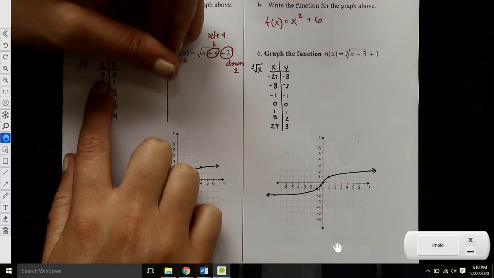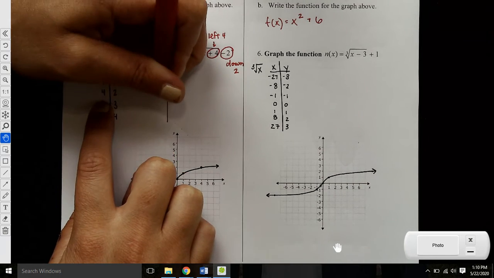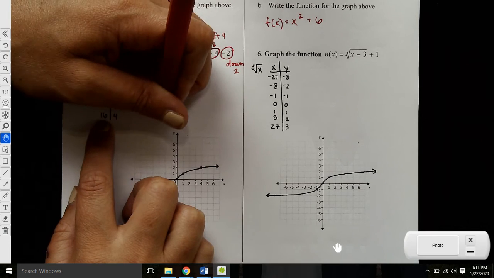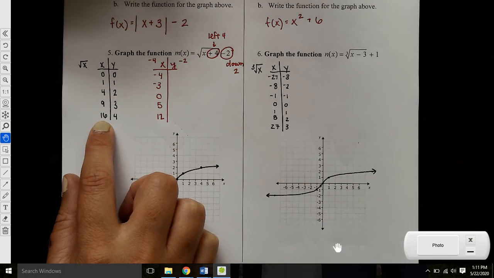0 minus 4 is -4. 1 minus 4, -3. 4 minus 4 is 0. 9 minus 4 is 5. 16 minus 4 is, nope, 12. All right, so then 0.